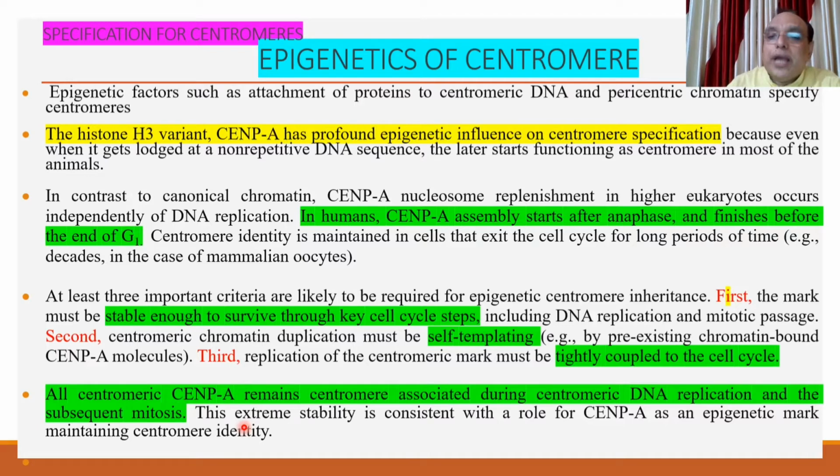It doesn't get detached, and even when the daughter cell is produced, what happens? It is synthesized at the earliest between the anaphase and the end of the G1 phase. So the most important and most remarkable, the most profound epigenetic impact is exerted by CENPA, that is centromeric protein A, and its different variants.